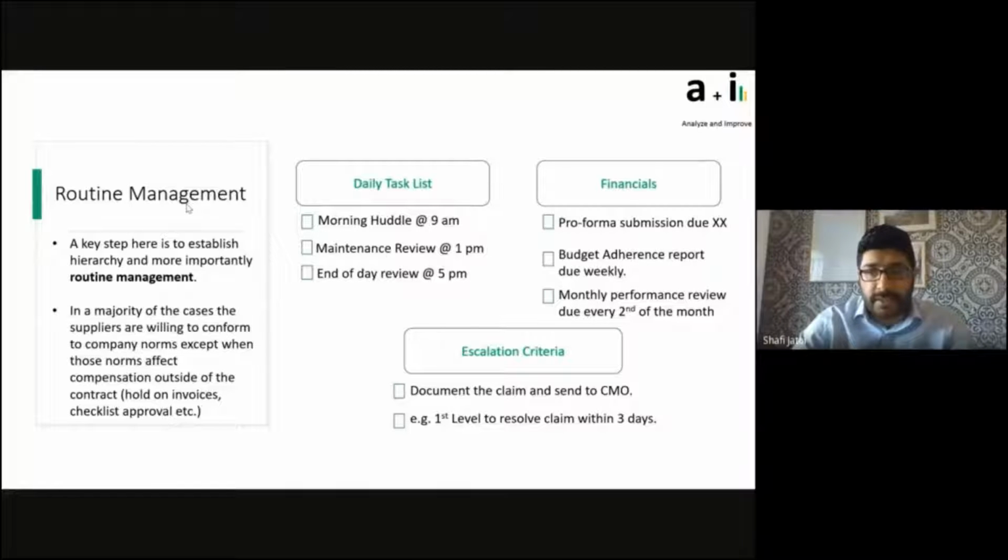You'd want evaluation and then a resolution to that. And if that's above your level, then you ask for help and guidance, because that's what the hierarchy is there for. In the majority of cases, the suppliers are willing to conform to company norms, except when those norms affect compensation outside of the scope of the contract. So putting invoices on hold because they didn't do something that was not anticipated when the contract was drafted does cause issues, causes strain on relationships. The supplier wants to be there to do the work.